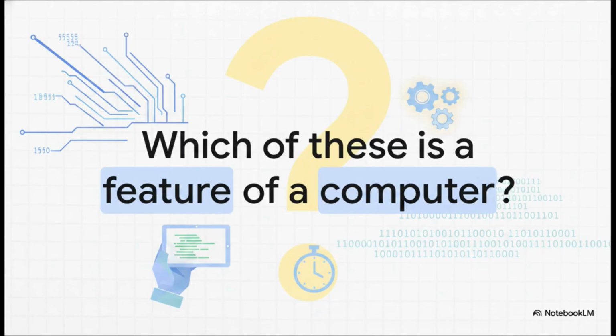Which of these is a feature of a computer? Is it A, it gets tired? No, we definitely know machines don't need naps. Is it C, it is a natural thing? Definitely not. Humans build them. So the logical, correct answer must be B. It works very fast. Spot on.